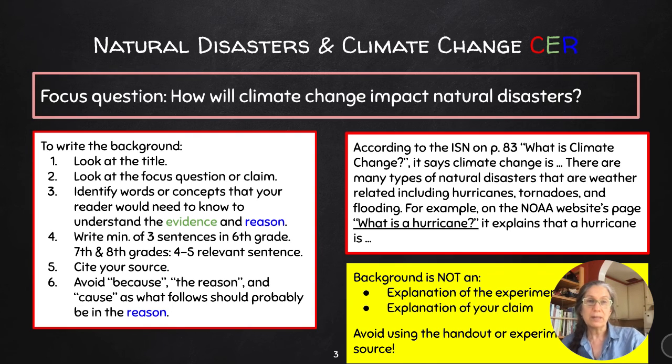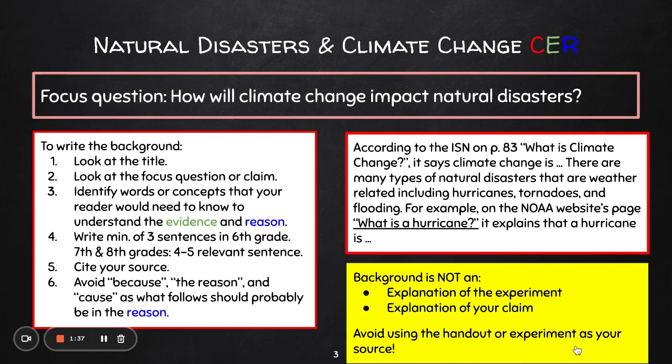So let's say, for example, this is an imaginary CER, and it has natural disasters and climate change CER. And the focus question is, how will climate change impact natural disasters? So what you're wanting to do here, in this little first box, is to write your background. You look at the title, Natural Disasters and Climate Change CER. You look at the focus question, how will climate change impact natural disasters?